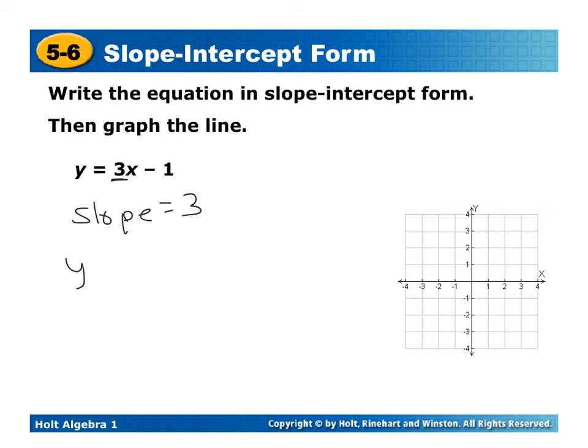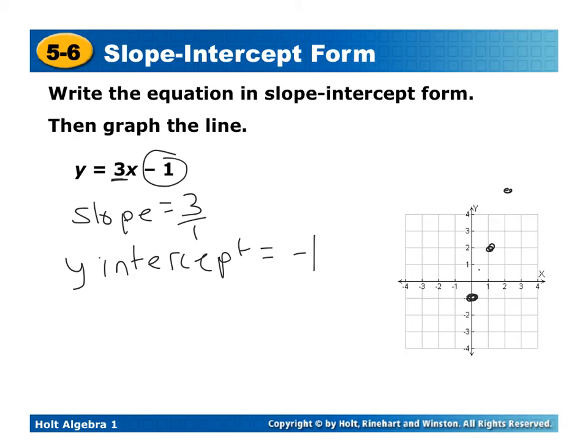And my y-intercept is what's being added to x. So on this one, since we have -1, our y-intercept is -1. I'm going to graph that first. And my slope is 3, but that's really 3 over 1. So now I'm going to go up 3 over 1, up 3 over 1.